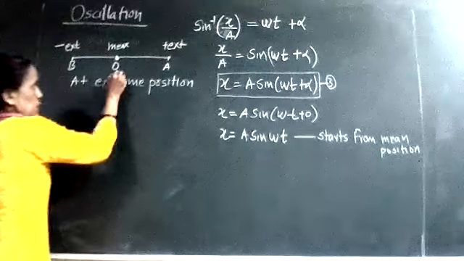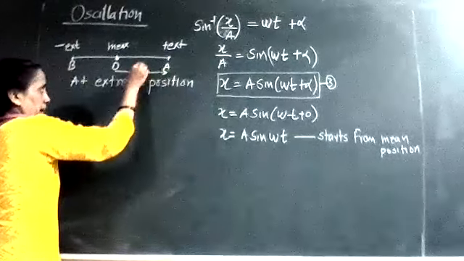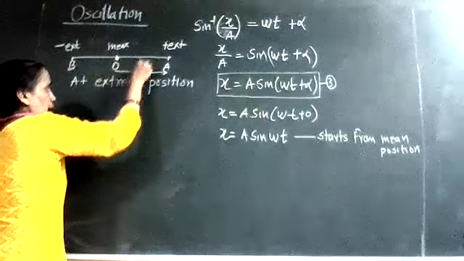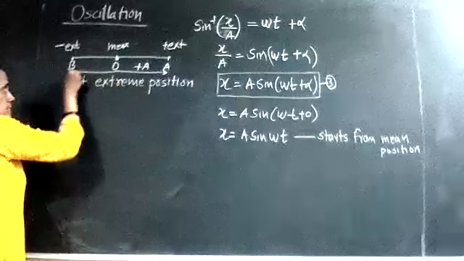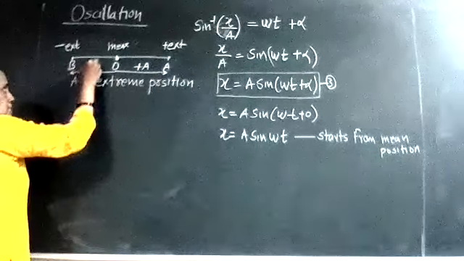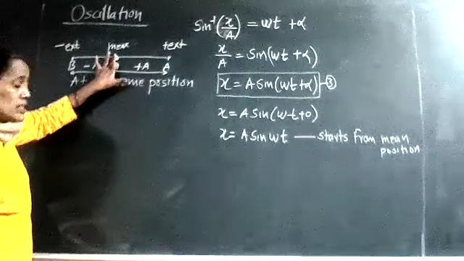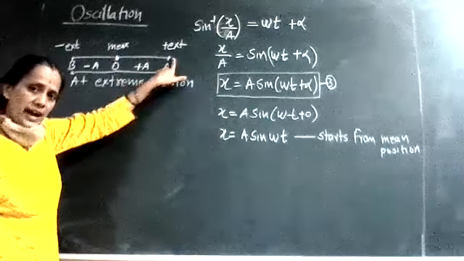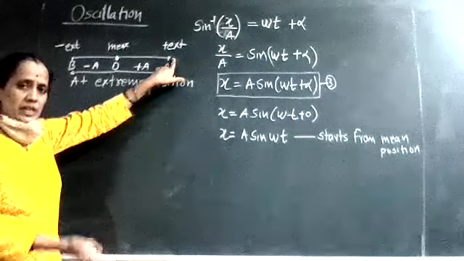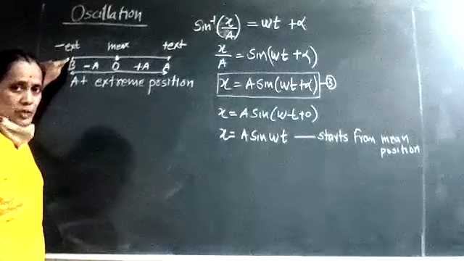Now, extreme position means what? Your particle is situated at point A, so its amplitude is plus A. And if the particle is situated at B, its displacement is minus A. Means now your particle is not located at O. Either your particle is located at A, positive extremity, or at B, that is negative.